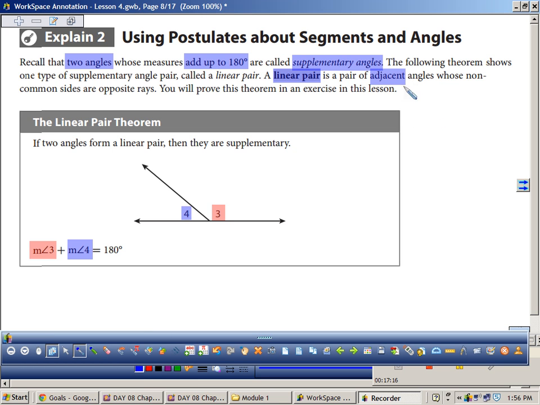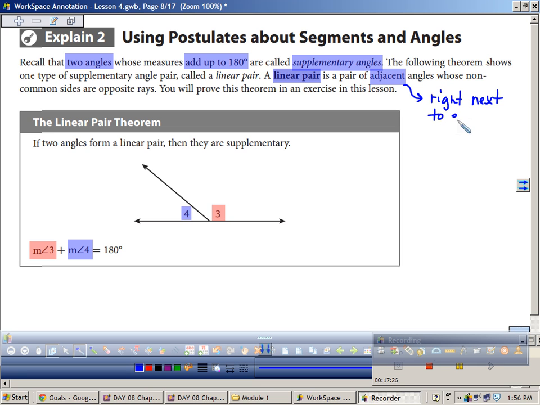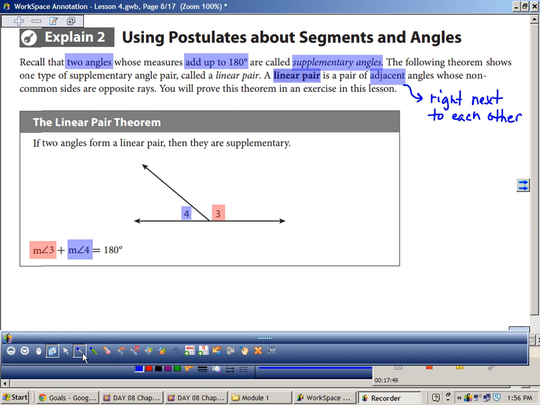Adjacent. Does anybody know what adjacent means? Yes, Alex. Perfect. Right next to each other. So a linear pair is a pair of adjacent angles. Angle 3 and 4 are right next to each other, so they're adjacent. The definition continues: a linear pair is a pair of adjacent angles whose non-common sides are opposite rays.